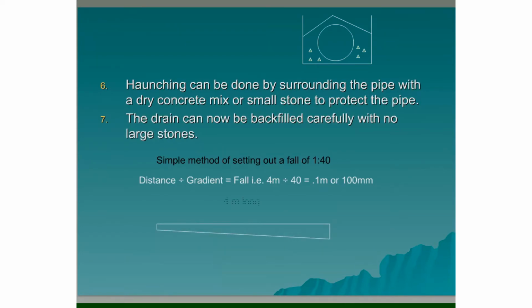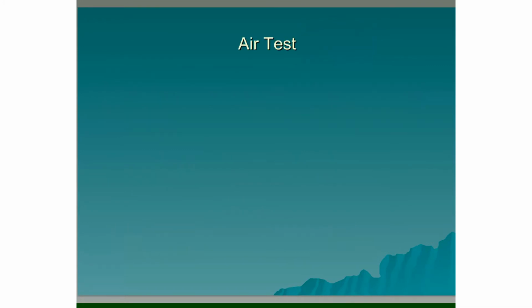So if we take a straight edge 4 meters long and cut it into a taper, so we have 50 millimeters width on one end going down to 150 millimeters on the other end, the difference is 100 millimeters. Then by simply placing a spirit level on top of the straight edge, we can tap in our pegs down to the required fall, and this would give us a fall of 1 in 40 over a distance of 4 meters.